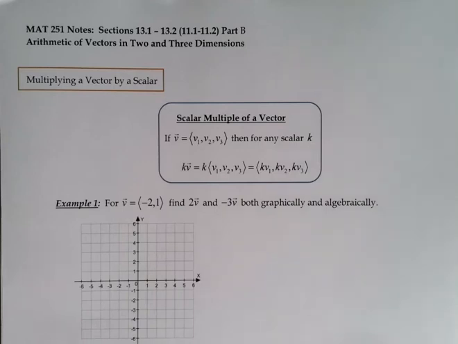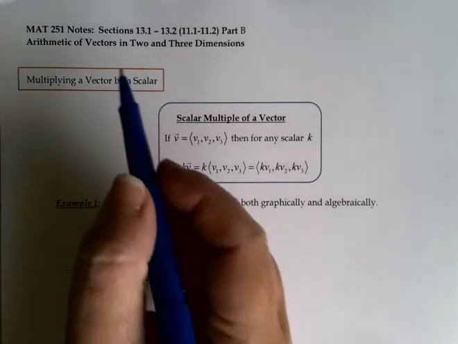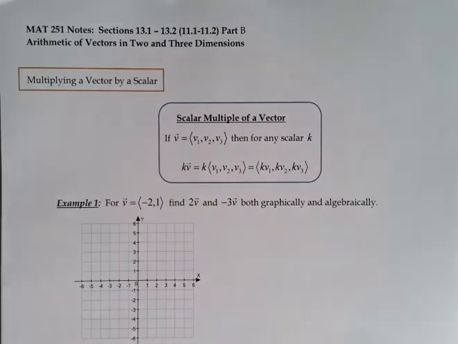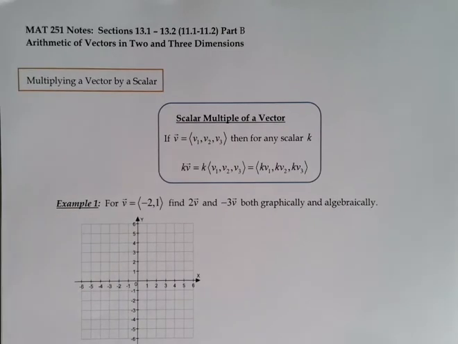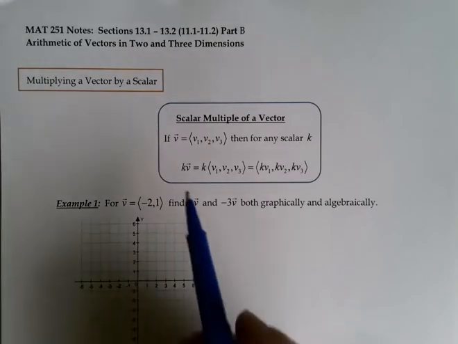So this is section 11.1 and 2, part B. We've completed our introduction to vectors, talking about vectors, what they look like in standard position, their magnitude and their direction. And we're now going to move on to talking about how to do arithmetic with vectors. For starters, what does it mean to multiply a vector by a scalar?